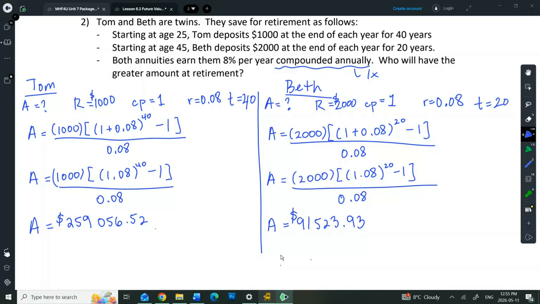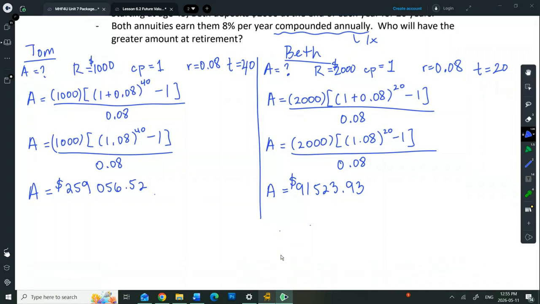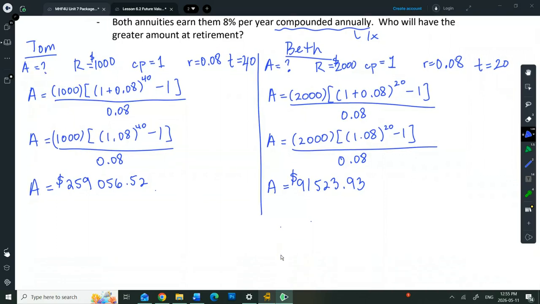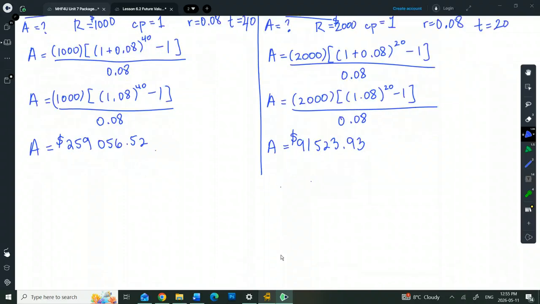So why is he making so much more than her? Yeah, exactly. So that interest really makes a difference. Okay, so therefore, Tom will have a much greater amount.